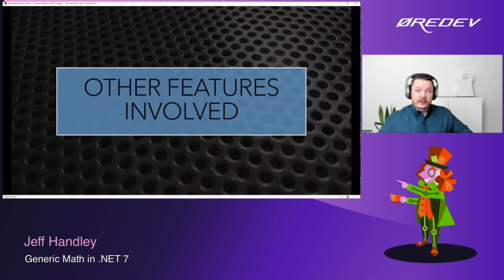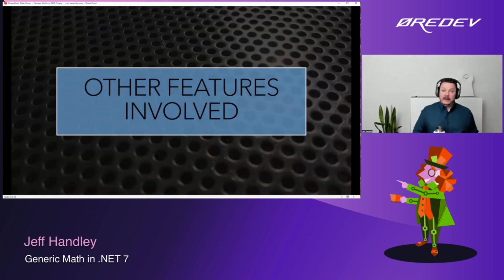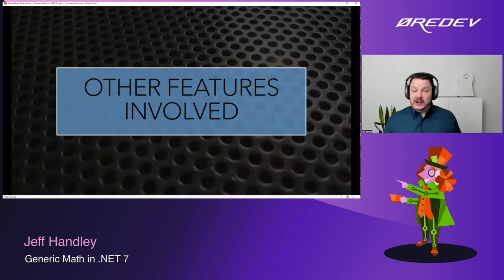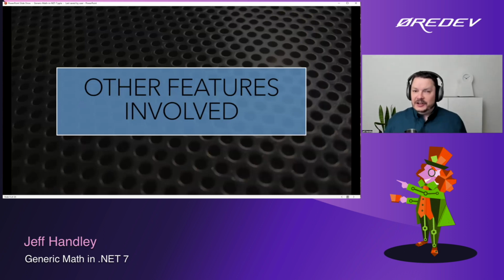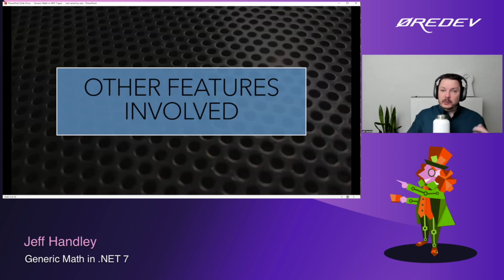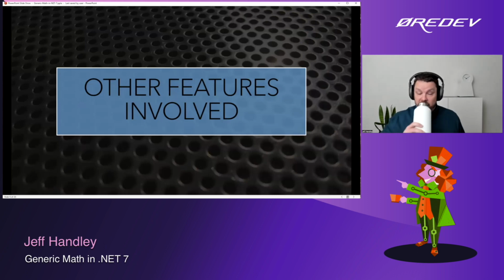So at a high level, that's what you're going to get from generic math. Take the hundreds of lines of code, deduplicate that down into a standard generic-based implementation. Like I said, you might be wondering, why couldn't we do this before? We've had .NET for over 20 years now. We've had generics for coming up on 20 years. But there were a lot of things in the way. So let's talk through what some of those other features were that came out as a byproduct.